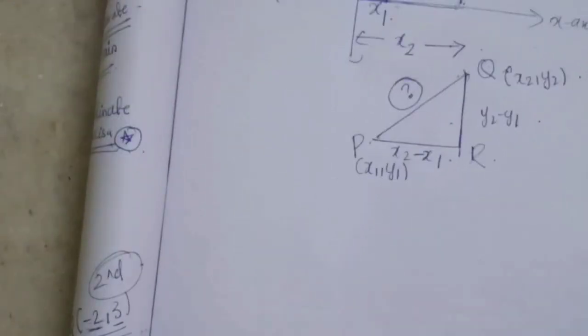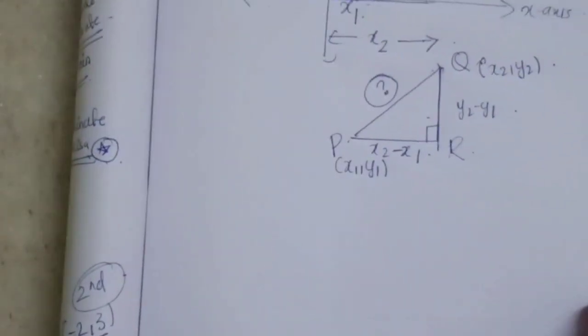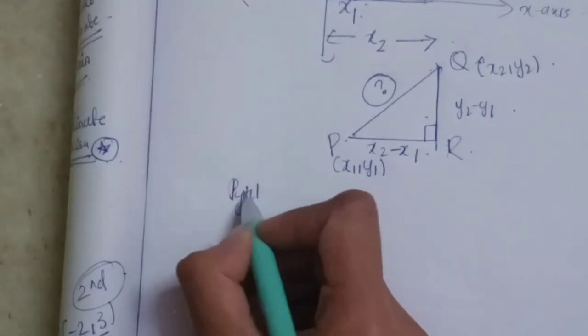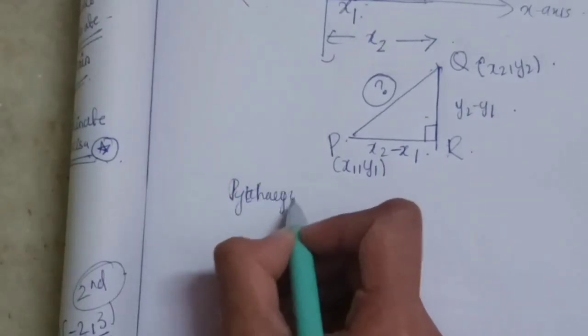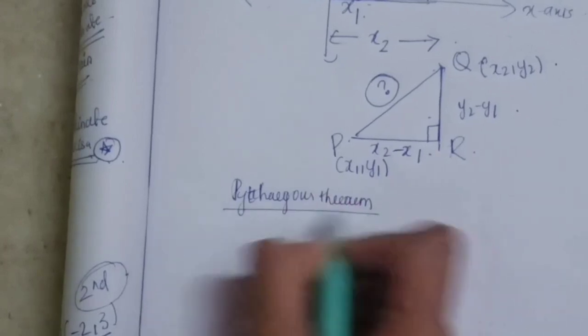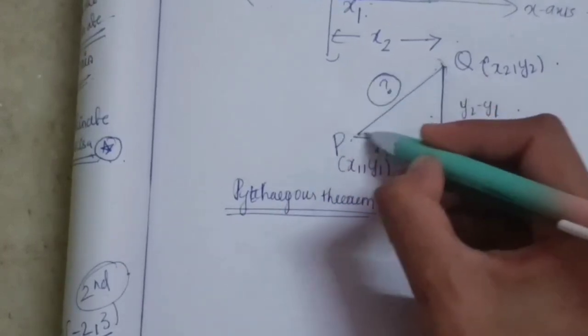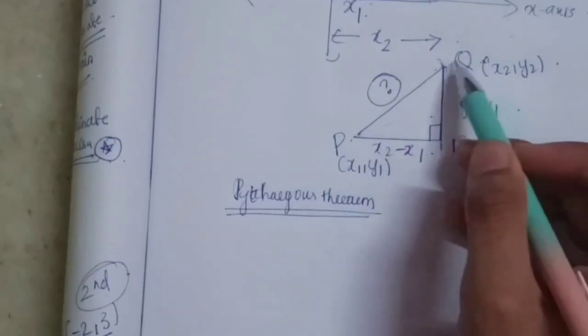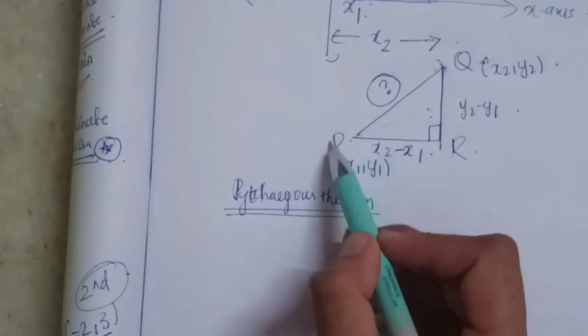So let us apply this one. Now this looks like a right angle triangle. We know a theorem which is known as Pythagoras theorem, right? From which we can say this is a hypotenuse. Hypotenuse square is equals to opposite square plus adjacent square.